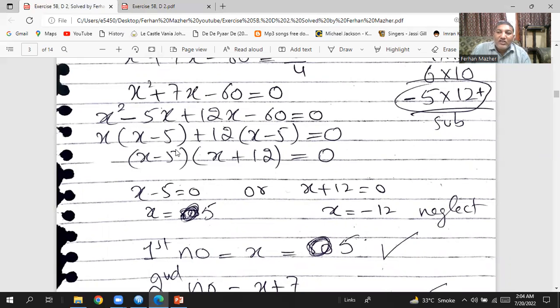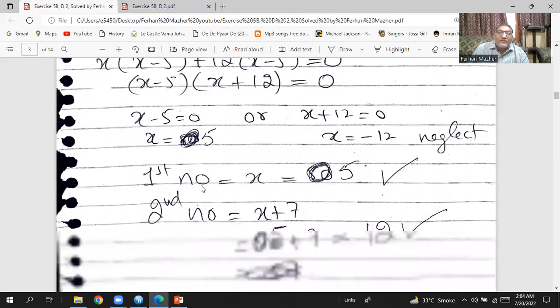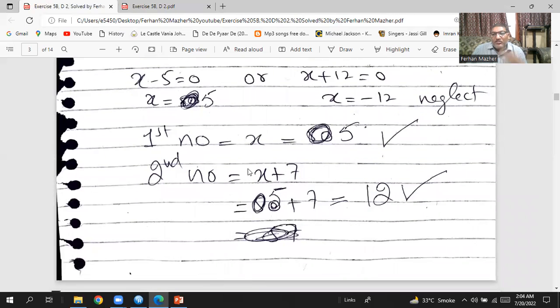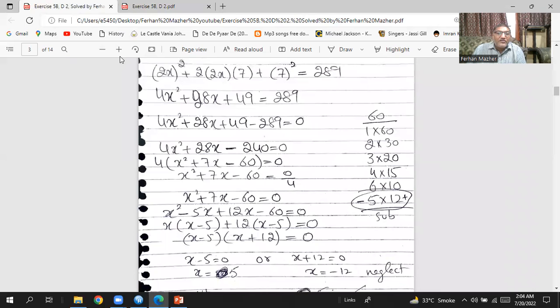So x minus 5 is equal to 0, so x will be 5. x plus 12 is equal to 0, so x equals minus 12. So just neglect this. x equals 5, so the first number is x, so it's 5. And the second number was x plus 7, so it will be 5 plus 7, that will be 12. So this is how you do this question.